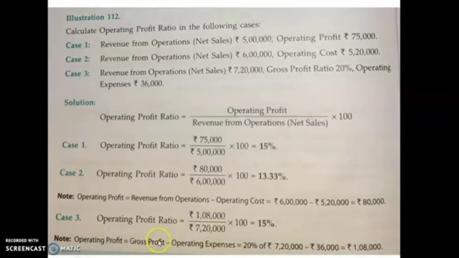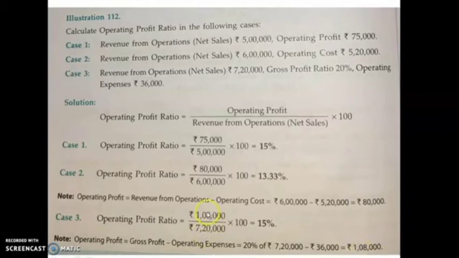So gross profit is equal to, what is the information given to you? Gross profit ratio is 20%. So on what percent this 20% you will calculate to get gross profit? On your sales. So your sales is 7 lakh 20,000. On that, if you calculate 20%, you will get the gross profit amount. Okay. And minus operating expenses, it is given to you in the question, is 36,000. So the amount of operating profit what you got is 1,08,000.